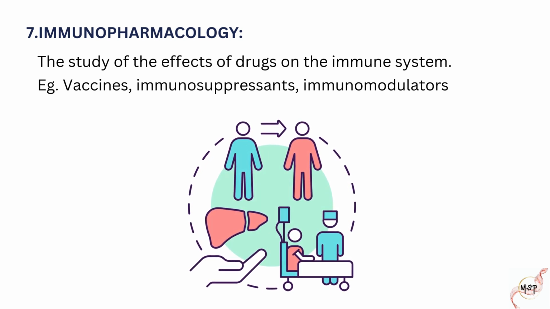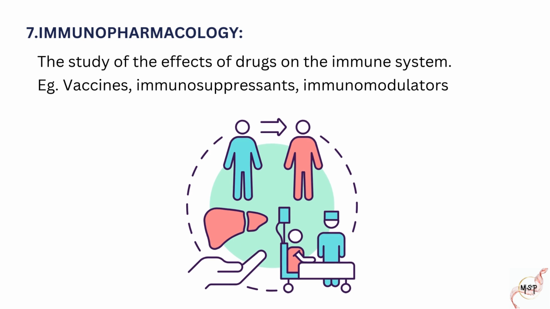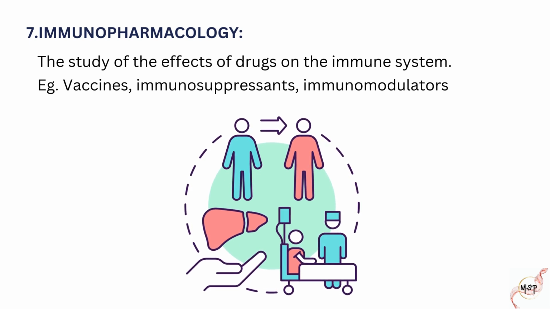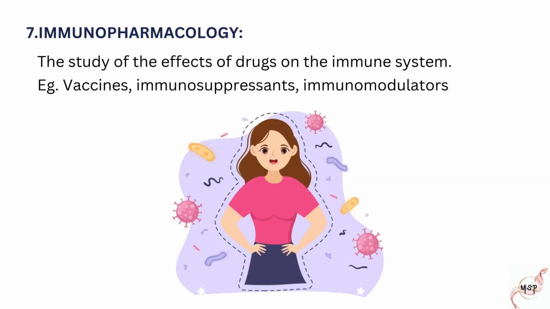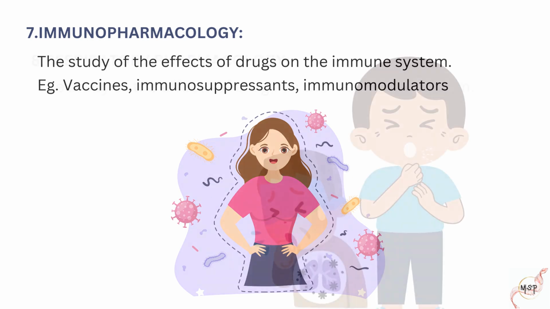Beyond vaccines and immunosuppressants, there are other types of immunomodulatory drugs. These drugs can fine tune the immune responses in various ways, for example, by boosting specific immune cells or blocking inflammatory pathways. Next, we have respiratory pharmacology.